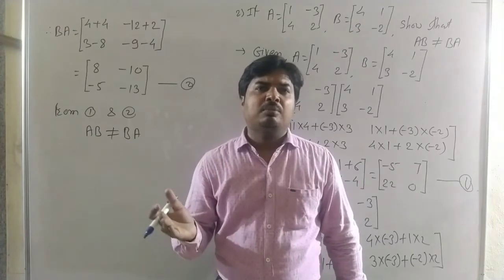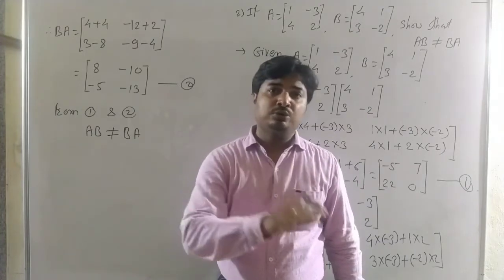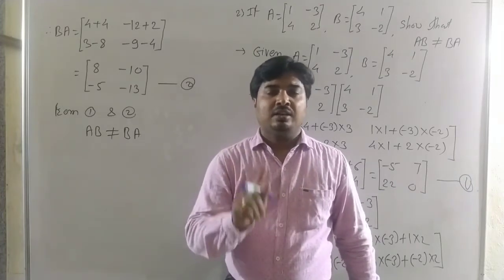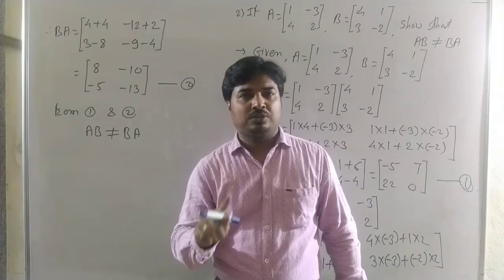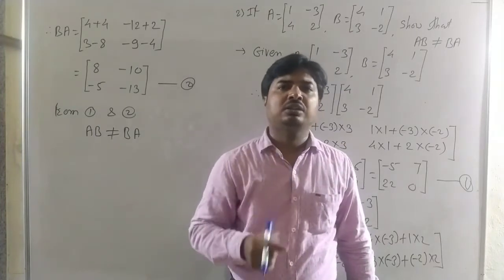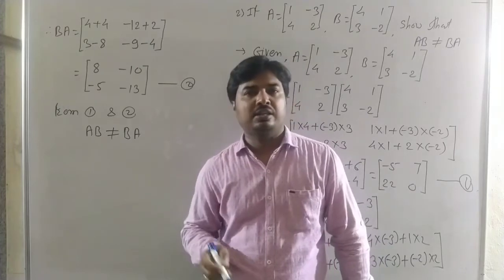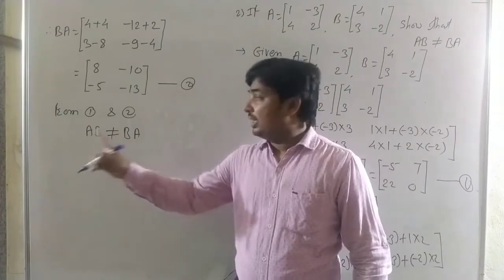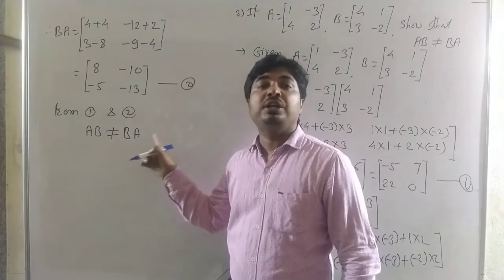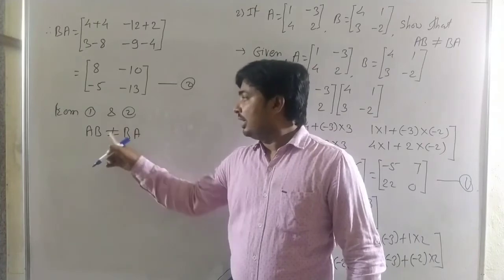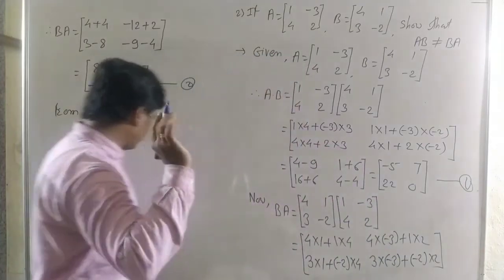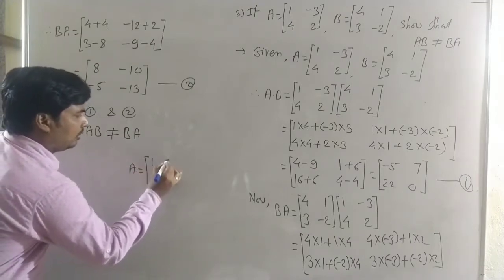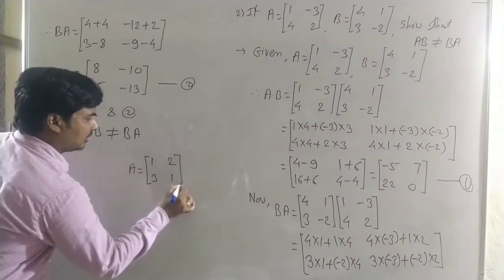In general numbers, 3 into 2 is 6 and 2 into 3 is also 6; 4 plus 5 and 5 plus 4 are the same. The addition of matrices is commutative: A plus B is equal to B plus A. We learned this in the last lecture. But the multiplication of two matrices is not commutative: A into B is not equal to B into A. Suppose, for example, you can see the A matrix, [1, 2; 3, 1], and the B matrix.